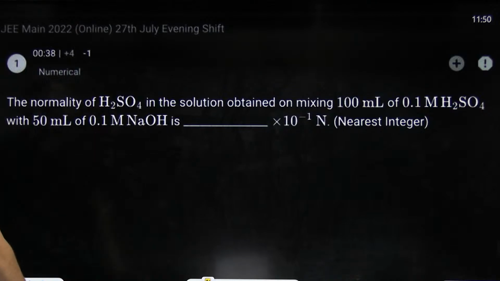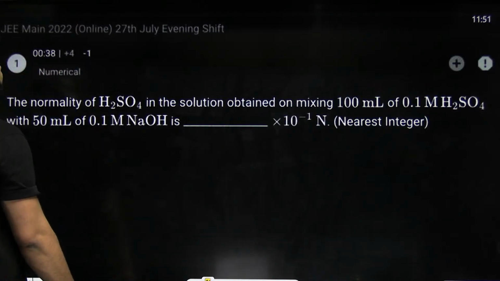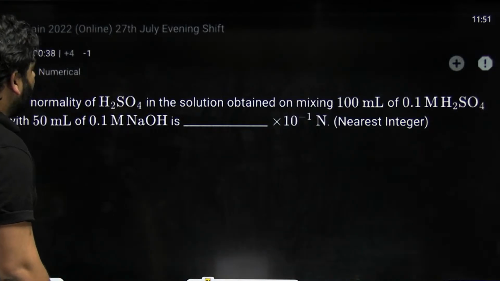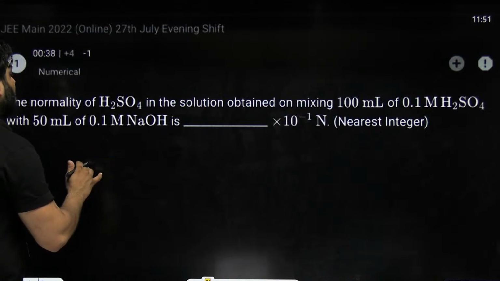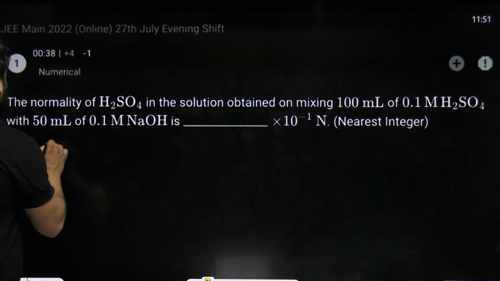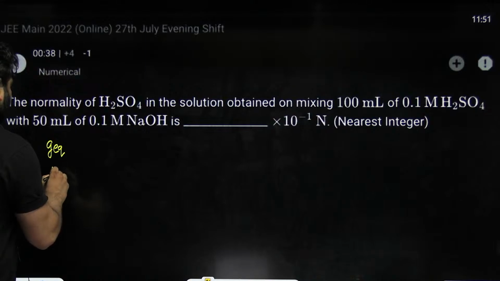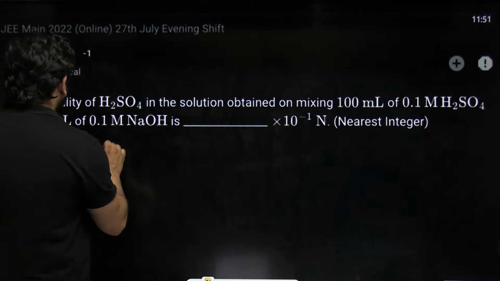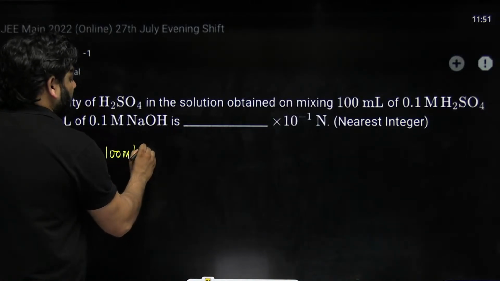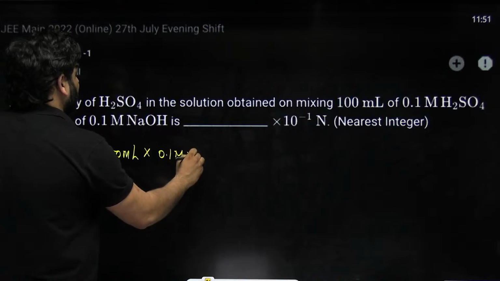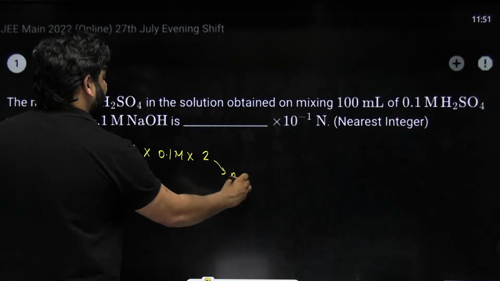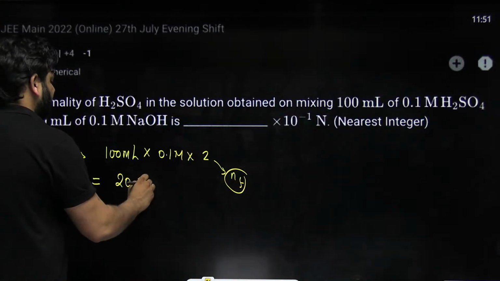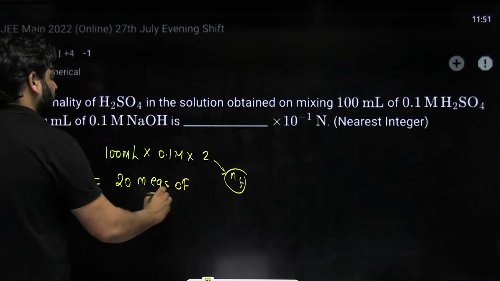There could be two ways to solve this question. One is to directly solve with the number of equivalents. Another is to solve with the moles. If we are going to find the equivalents, the number of gram equivalents of H2SO4 will be 100 ml multiplied by 0.1 molar multiplied by 2. What is this 2? 2 is the n-factor, right guys? This comes up as 20 milli equivalents of H2SO4.